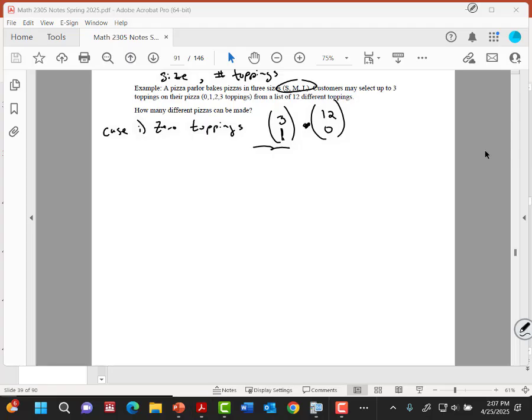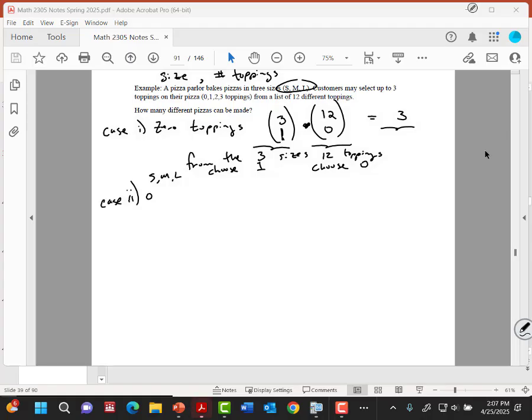So what is this 3 choose 1? This is saying from the 3 sizes, this is small, medium, or large, choose one of them for the size of my pizza. And then from the 12 toppings, choose how many? Well, in this case, 0. So if I go 3 combination 1 times 12 combination 0, we get simply 3. So there are 3 different ways that I could select 0 toppings. But that's only the first case. Let's take a look at case 2.